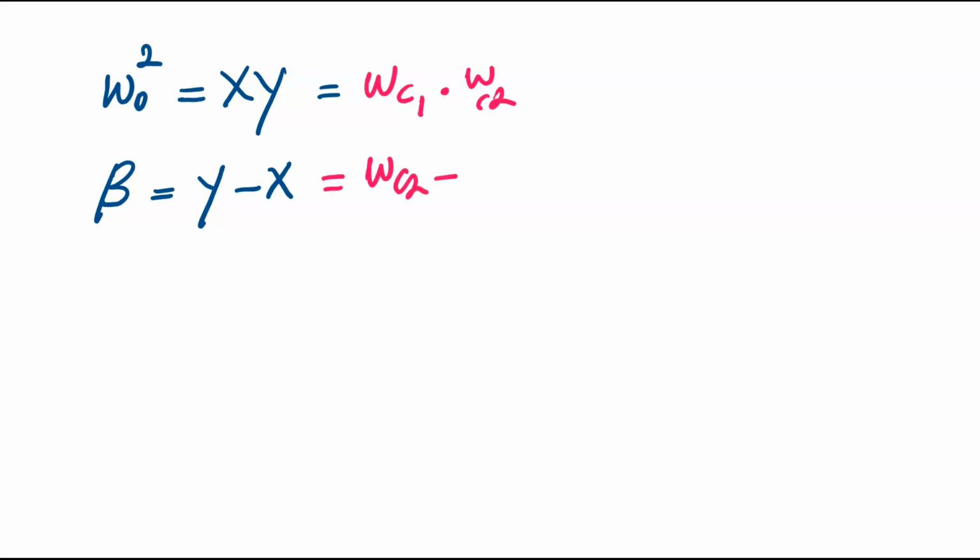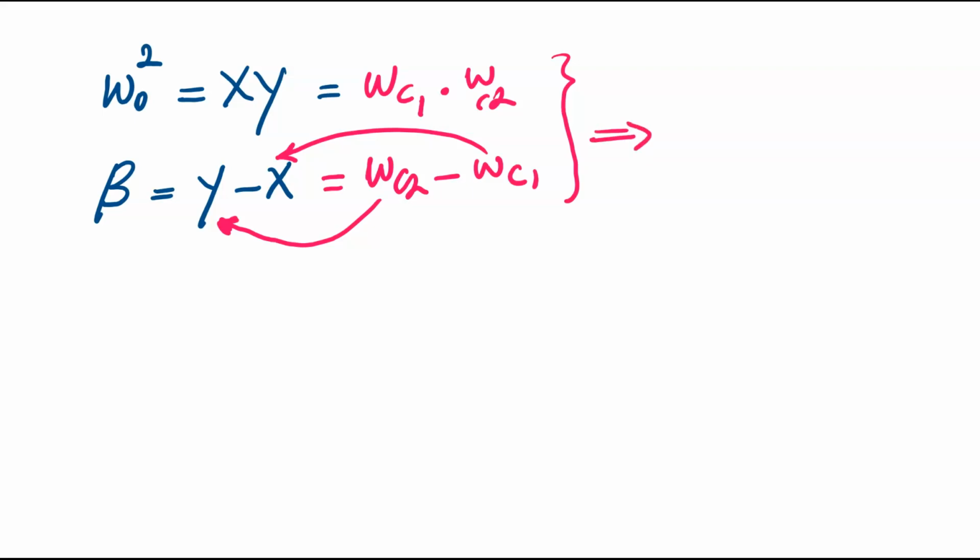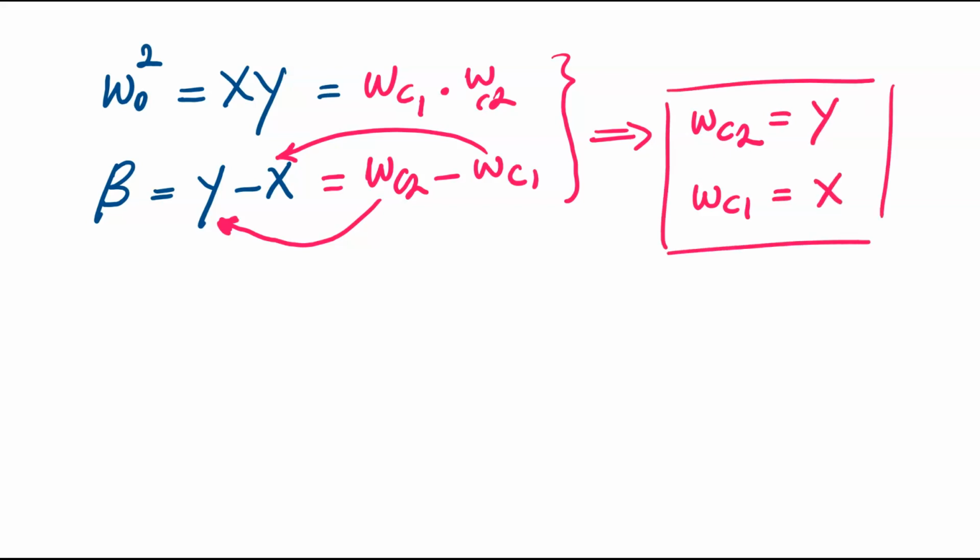So omega C2 minus omega C1. If I look at these two equations, I can say that if I choose my omega C2 to be exactly equal to y and omega C1 as x, then the other equation also satisfies with these numbers. So according to this, my cutoff frequencies omega C2 and omega C1 are going to be equal to y and x.